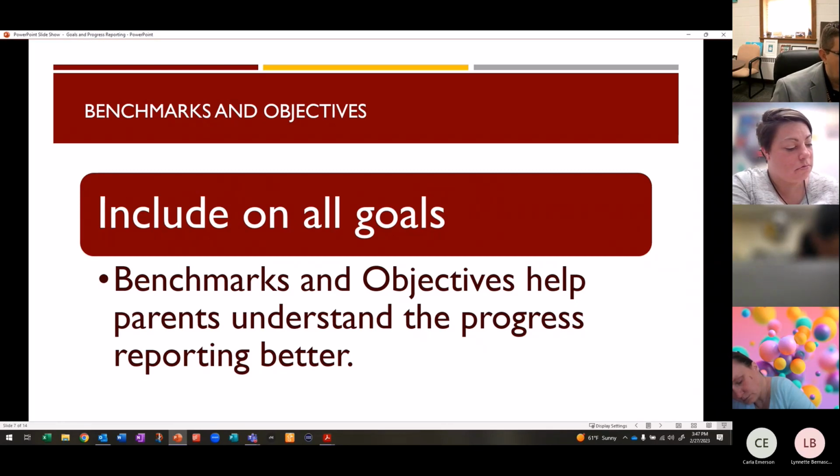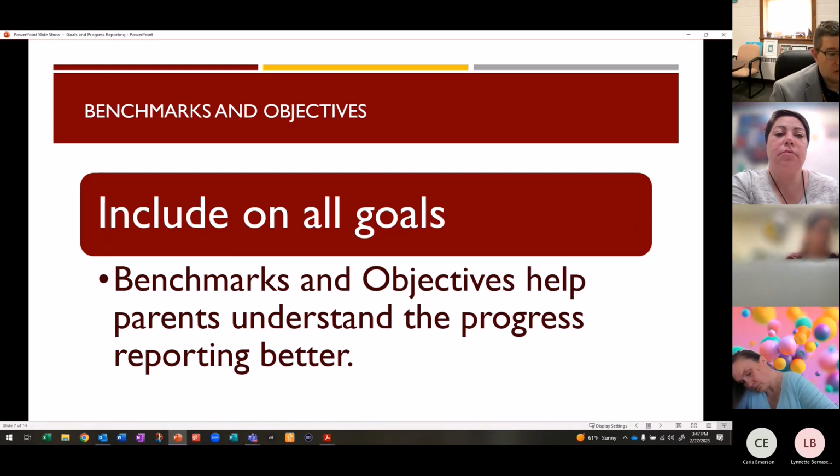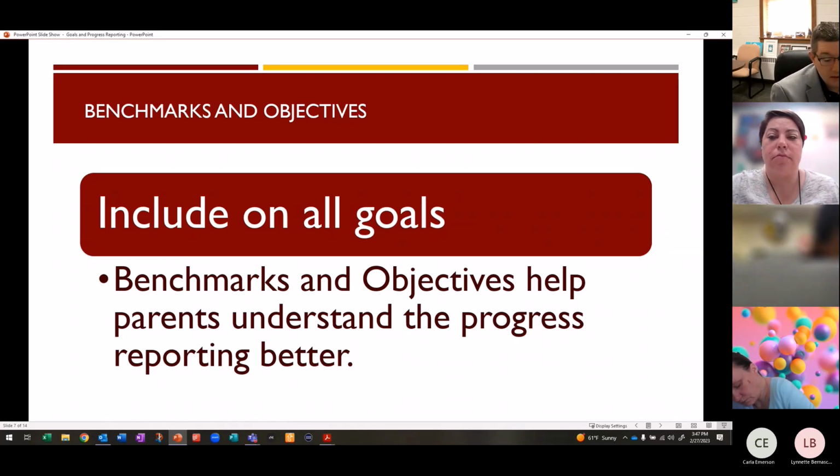And when people don't have certainty or a good understanding, then they start to tell their own stories, and they might say, oh, that score is not high enough, or that's not where we wanted to be at this point. But really, it might still be appropriate. Benchmarks and objectives help us communicate better to parents what the context of that score is.